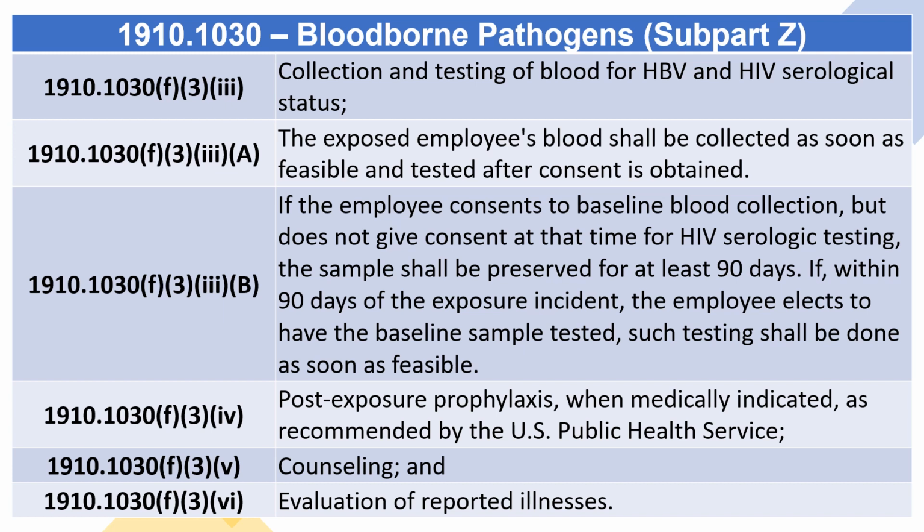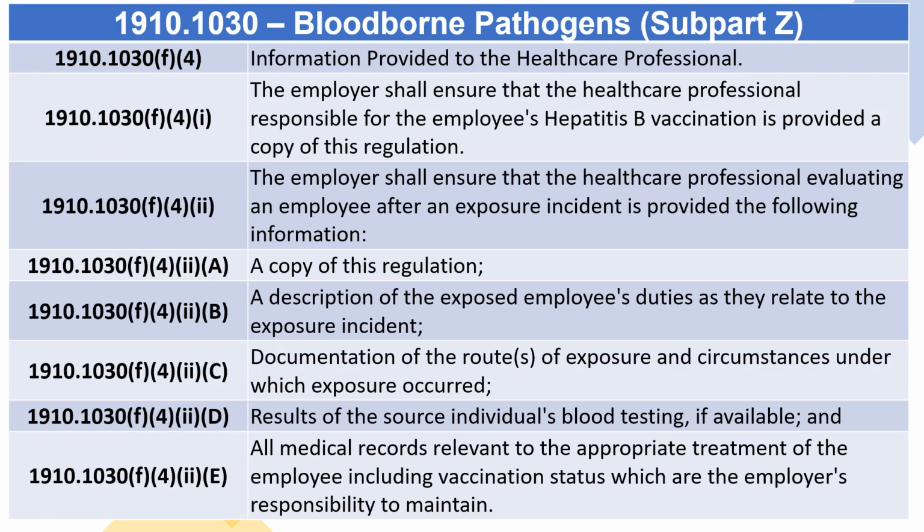1910.1030(f)(3)(iv) through (vi). Post-exposure prophylaxis, when medically indicated, as recommended by the U.S. Public Health Service. Counseling, and evaluation of reported illnesses. 1910.1030(f)(4). Information provided to the healthcare professional. 1910.1030(f)(4)(i). The employer shall ensure that the healthcare professional responsible for the employee's hepatitis B vaccination is provided a copy of this regulation.